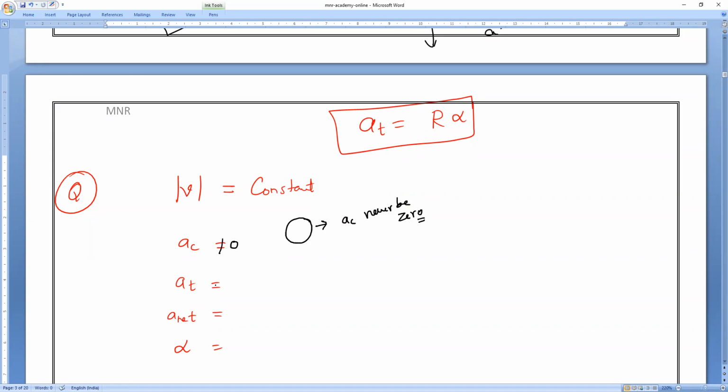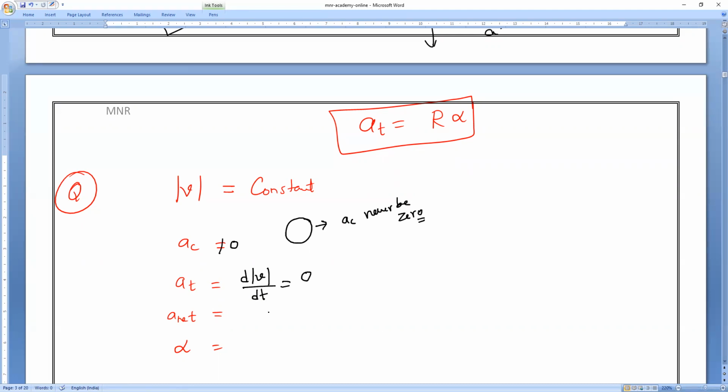Next, what about the tangential acceleration? We all know the formula is d mod v divided by dt. Since v is constant, the change in v is zero, so the tangential acceleration is 0. Do you all understand? Yes, sir.